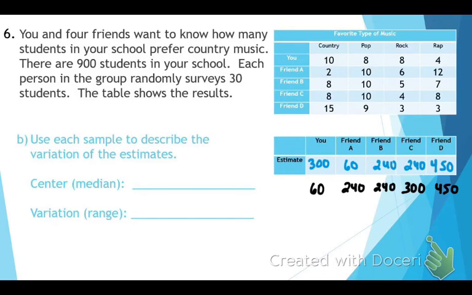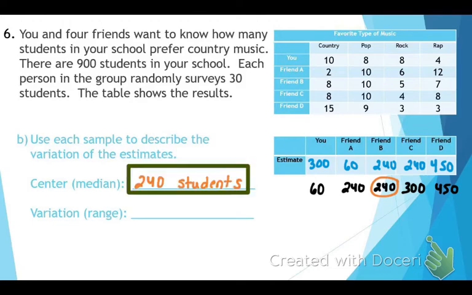Okay, so I have my information over here and all the numbers are in order from least to greatest. Problem B says use the sample to describe the variation of the estimates. We are looking for the center or the median. Which one of those numbers is in the center? 240. Everybody circle that for me, please. All right, so that's my answer right there, 240 students.